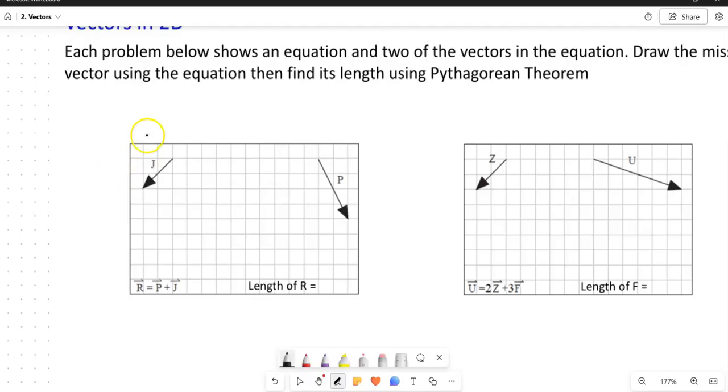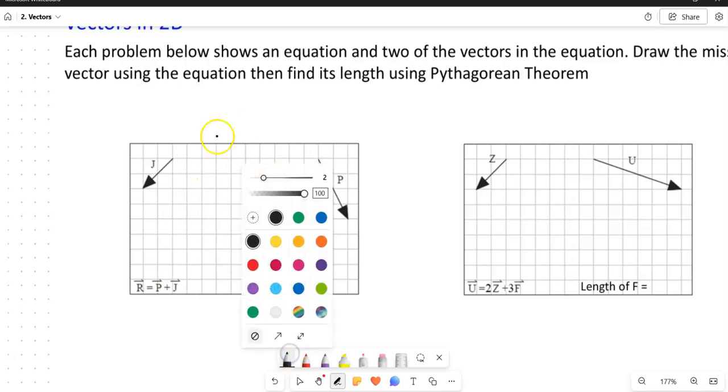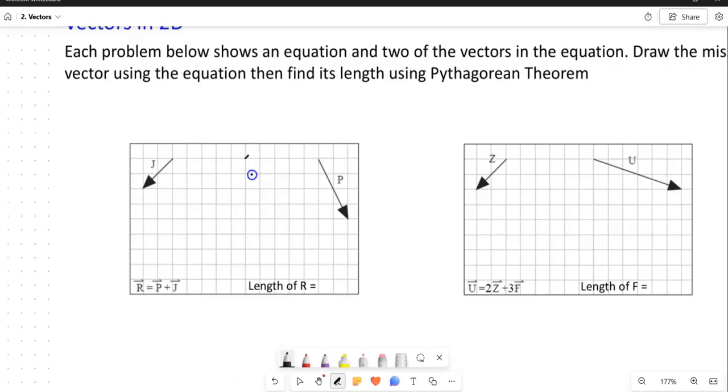So here we go. We're given j and p, and those are both the positive directions of those. So let's just start out with the p vector, and we're going to add to that j. So p looks like it's pointing down and to the right. Was it 1, 2, 3, 4? So this is 1, 2, 3, 4. So that's the p vector. The j vector looks like it's pointing down and to the left 2 points. So this is the j vector.